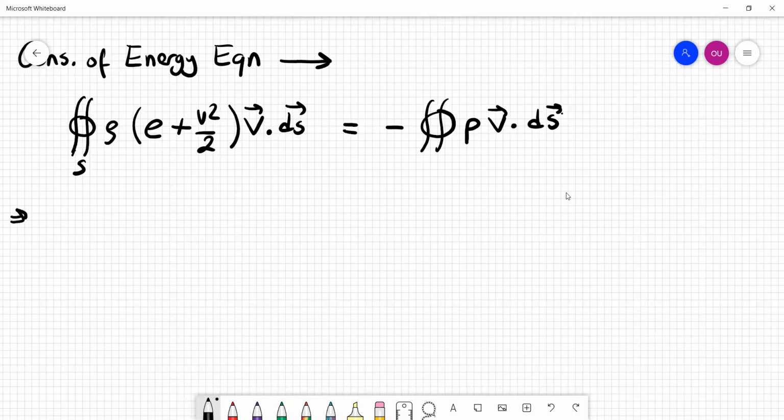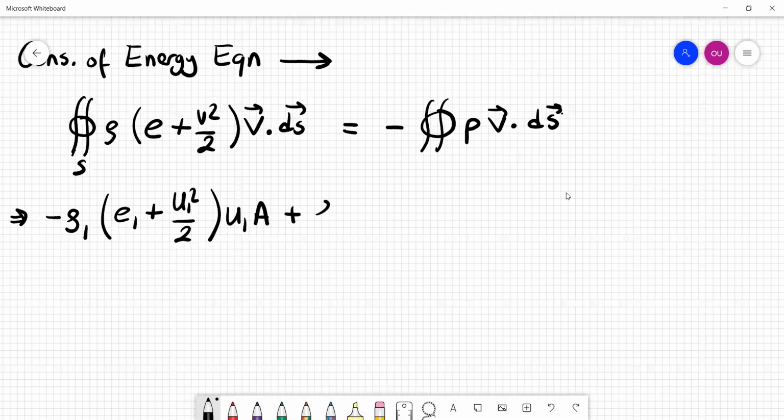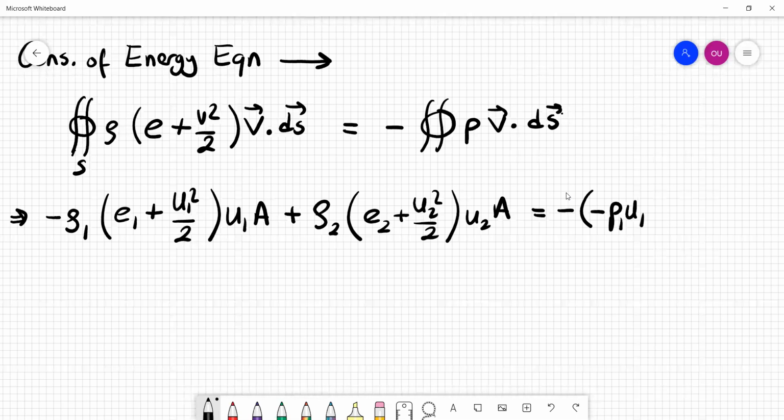So if we apply it to the control volume, we have the incoming energy flux, rho1 times E1, internal energy, plus U1 squared over 2, kinetic energy, times U1 times area, plus the outgoing energy flux, rho2 times E2 plus U2 squared over 2, times U2 A. So this is the incoming versus outgoing energy balance, the left-hand side of the equation. On the right-hand side, we have the pressure flow work related terms: P1 U1 times A and P2 U2 times A.